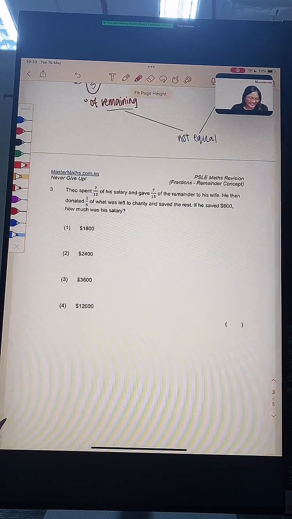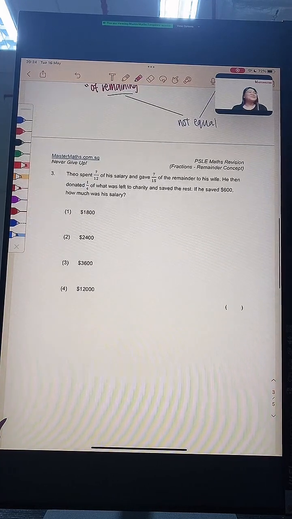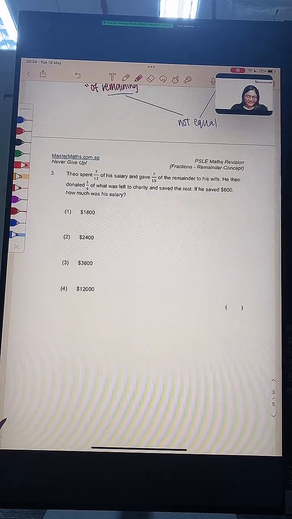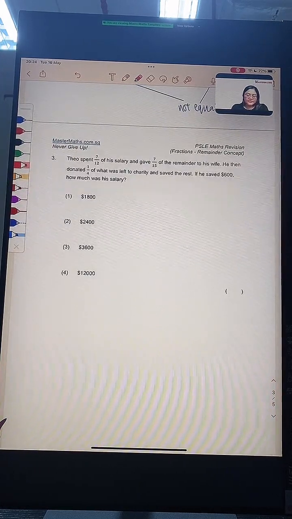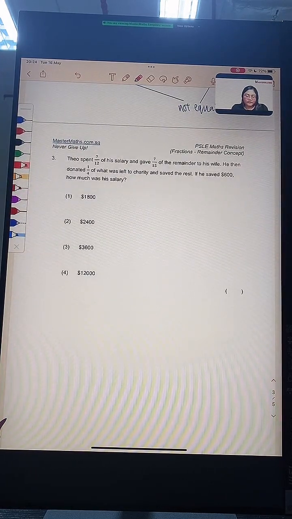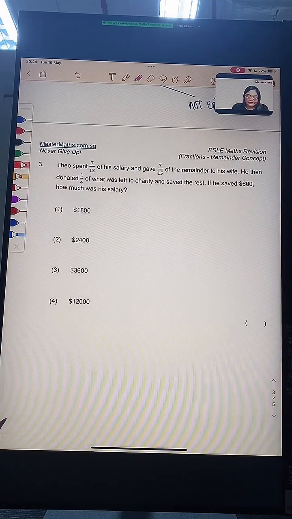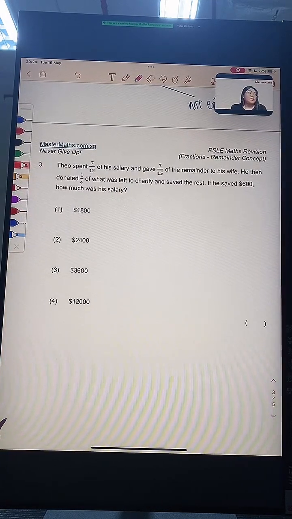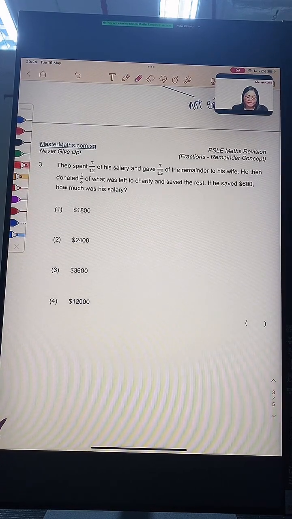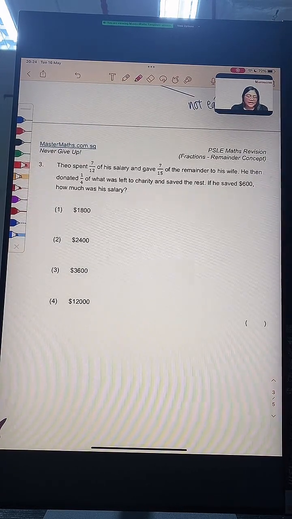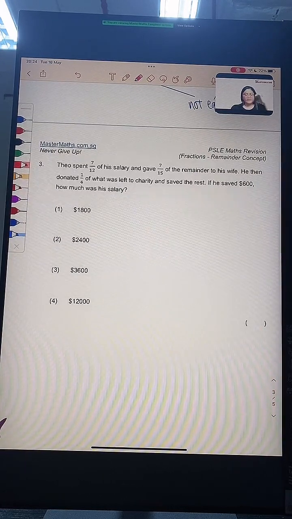Question 3. Theo spent 7 out of 12 of his salary and gave 7 out of 15 of the remainder to his wife. He then donated 1/4 of what was left to charity and saved the rest. If he saved $600, how much was his salary?